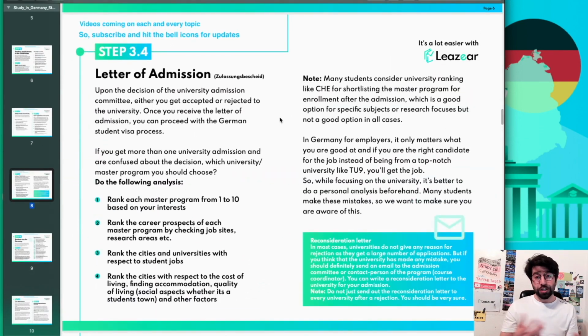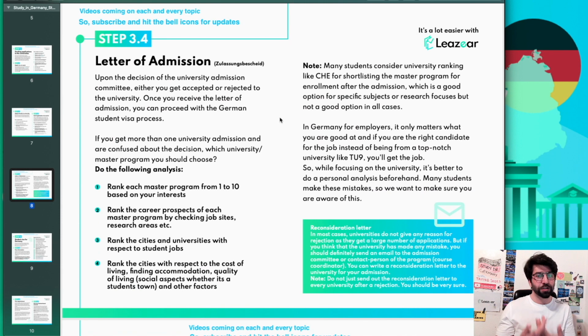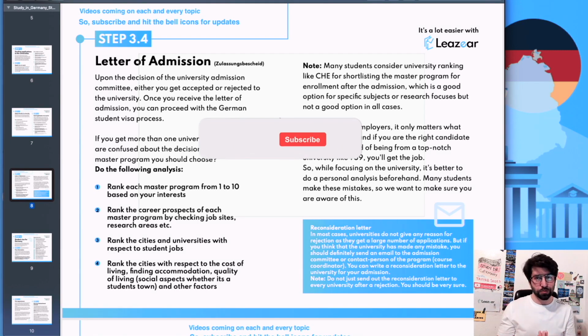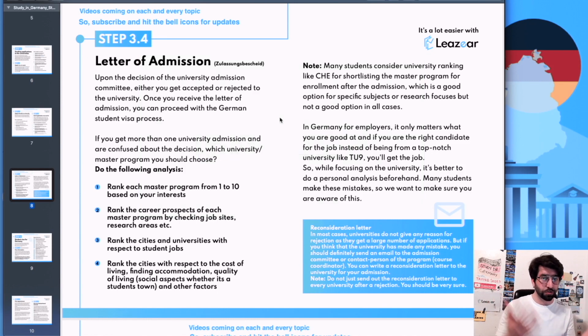What if you got rejection from the university? There is still a way to get admission from the university, and you have to write a reconsideration letter. In my case, one of my admissions was rejected and I really wanted to go to that university, and I wrote them a reconsideration letter. I talked to the head of the program, and at the end I was able to get into the university.